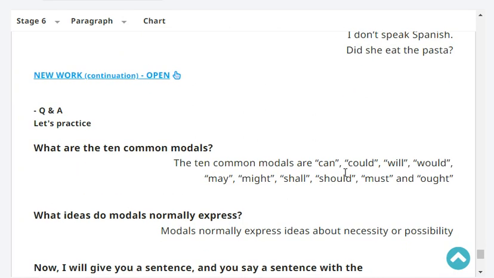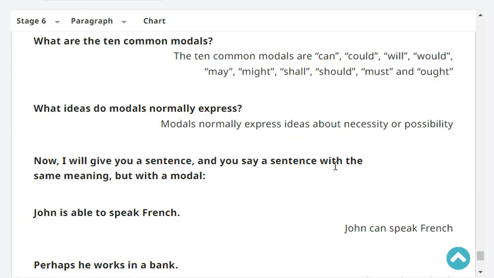What are the 10 common modals? The 10 common modals are can, could, will, would, may, might, shall, should, must, and ought. Very good.